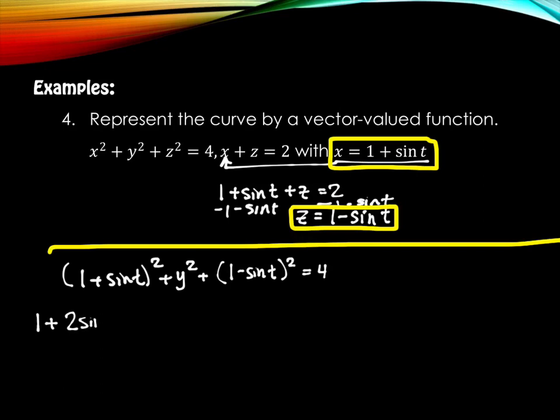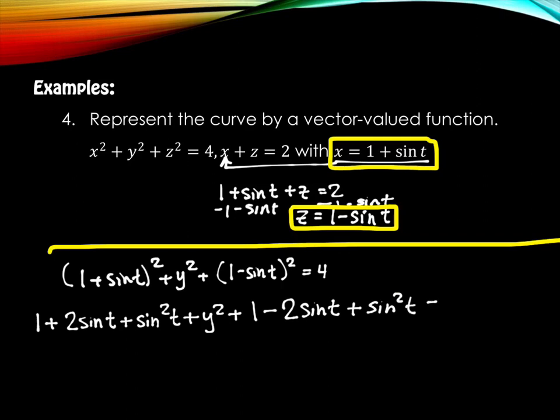This is 2 sine of t. And I can square the last piece, plus sine squared of t. I have my y squared, and I'll do the same thing with the (1 minus sine t) squared. So I have a 1 squared, which is 1. I'll have a minus 2 sine of t. And then I'll have a plus sine squared of t, and it equals 4.